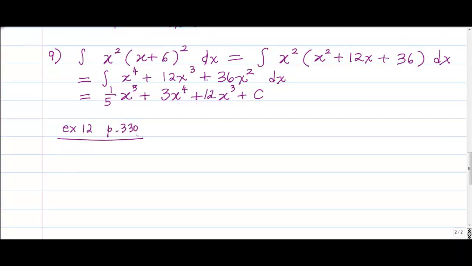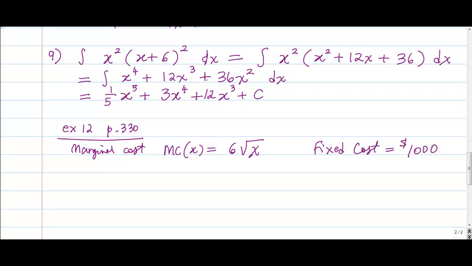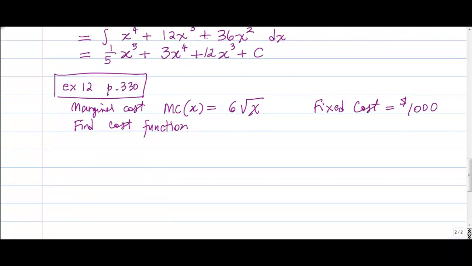Okay, so let's write this down. So we have the marginal cost is 6 root x, and the fixed cost is $1,000. And they said they wanted us to find the cost function. Okay.